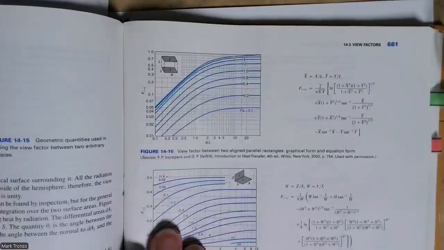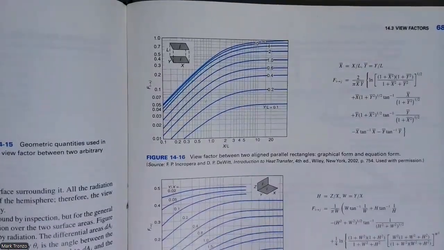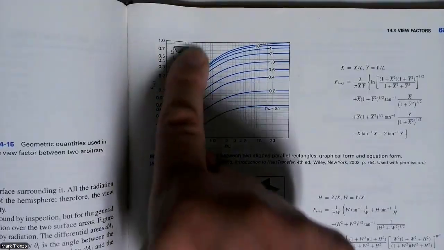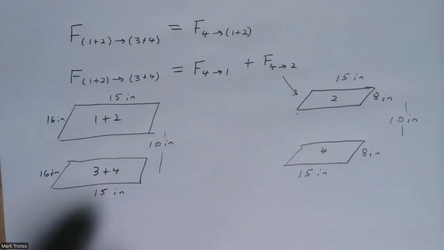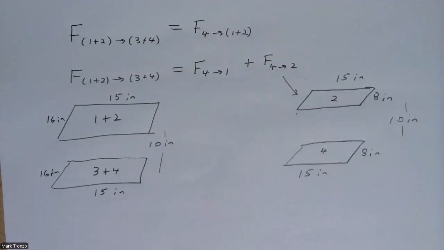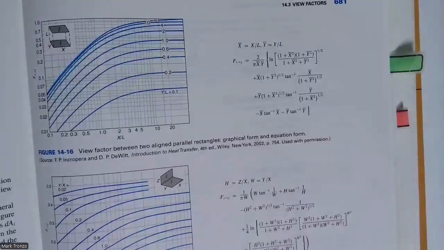And if you are using this book, if you look at this table here, my edition, which I believe is the first edition, it's table 14-16, and it has two plates, two parallel plates, one directly above the other. And that's what we have in both cases here. Here we have two plates, one directly above the other. Here we have two plates directly above the other. And so the length X, it needs X, Y, and L.